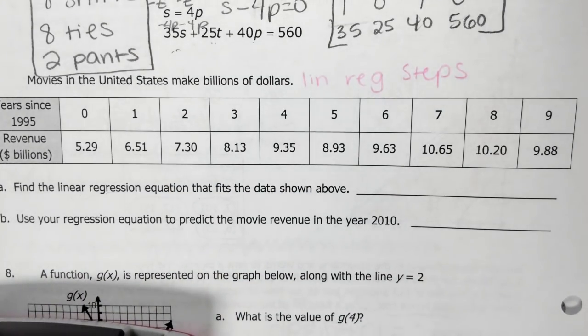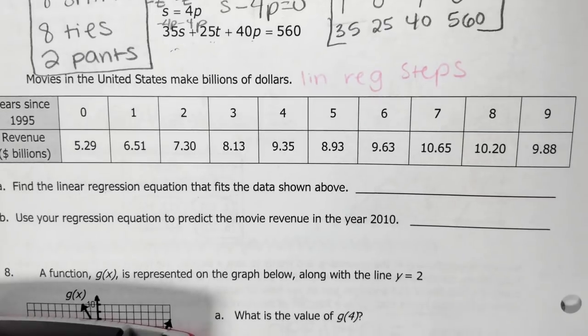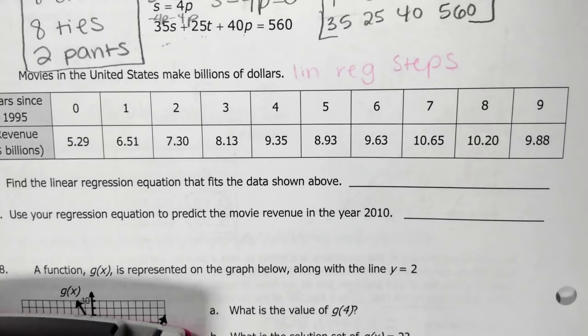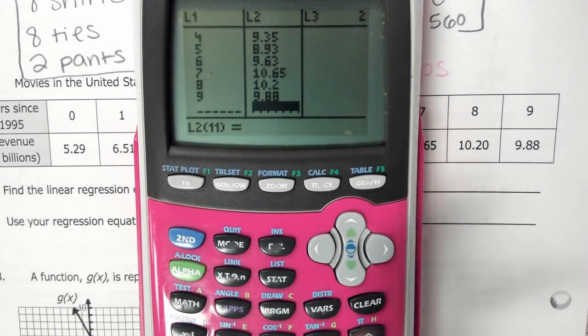So 5.29, 6.51, 7.30, 8.13, 9.35, 8.93, 9.63, 10.65, 10.20, and 9.88.